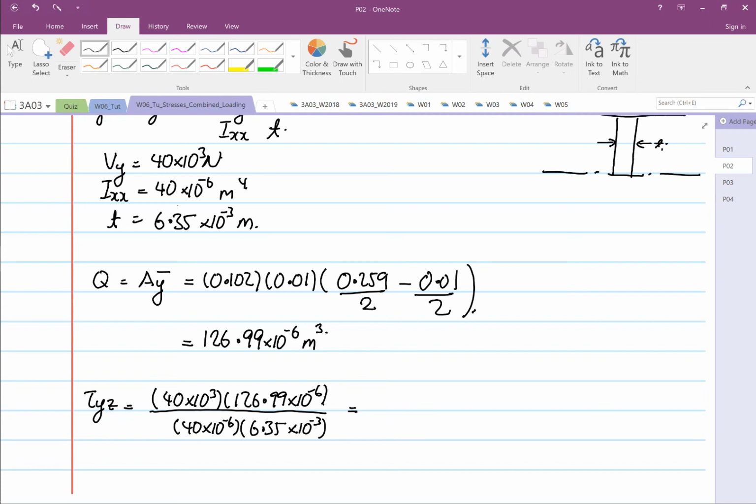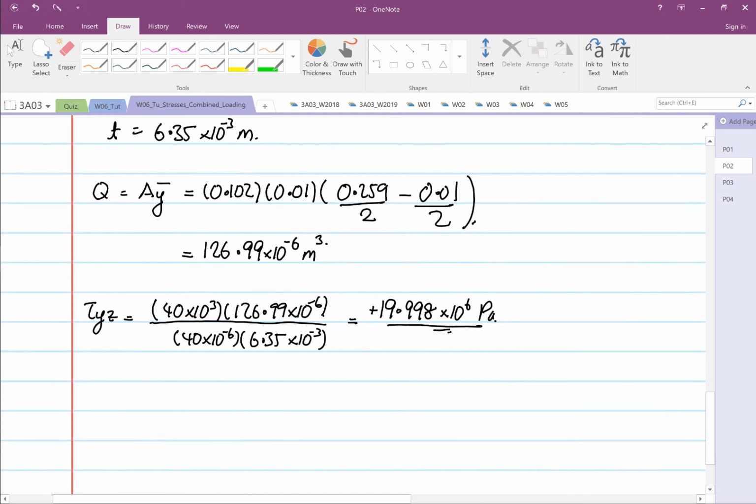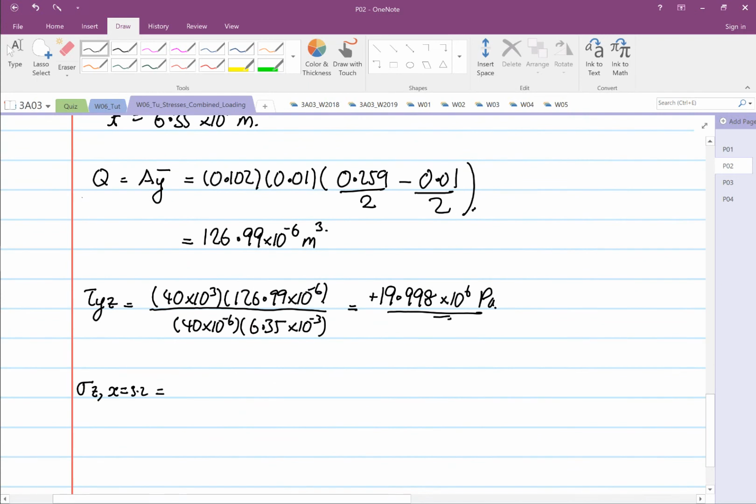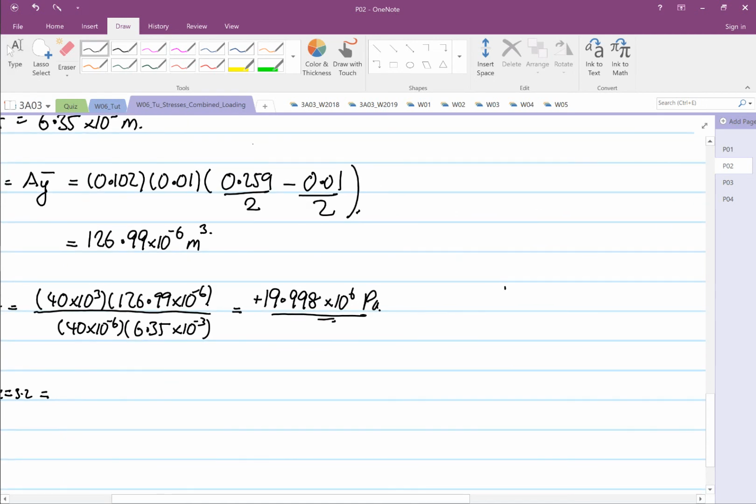So we got positive 19.998 times 10 to the power 6 Pascal for the shear stress. Then we calculate our bending stress, where x is equal to 3.2, our location. We're going to calculate at the intersection, the stresses down here, where the element is.